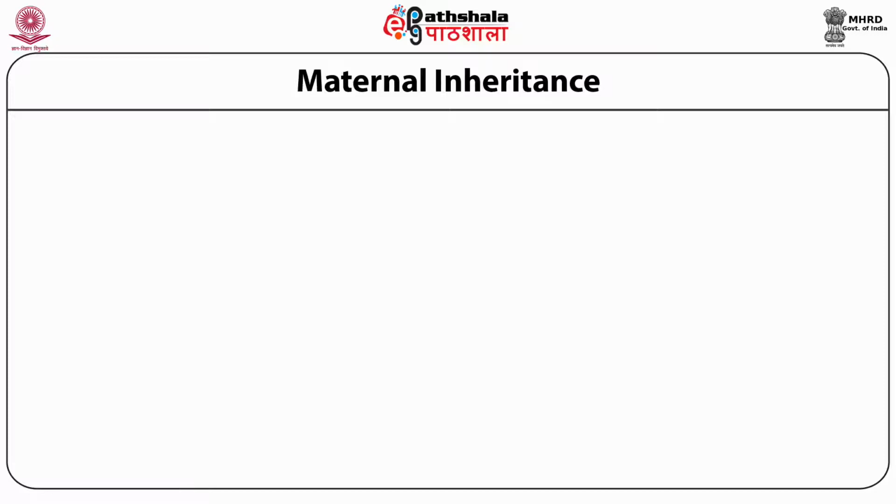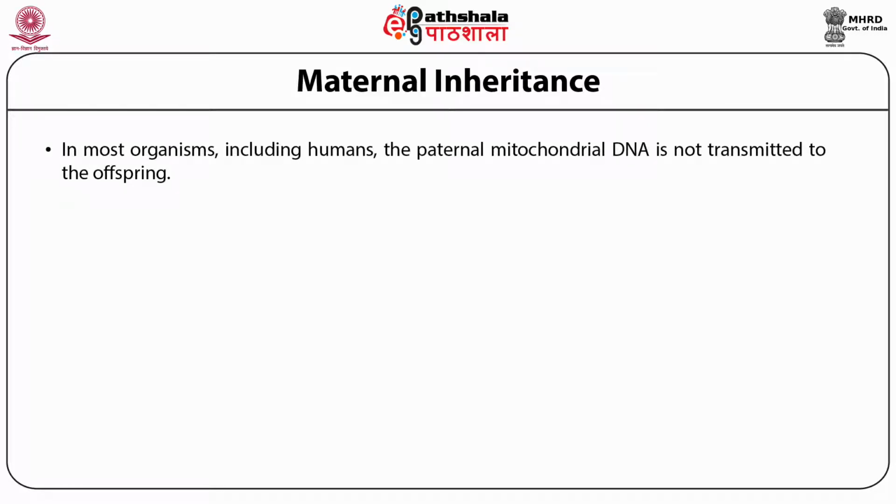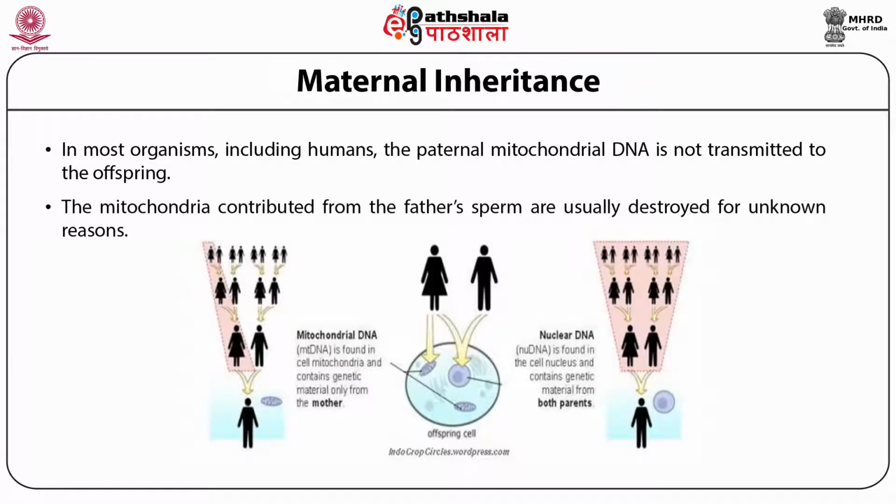Maternal inheritance. In most organisms, including humans, the paternal mitochondrial DNA is not transmitted to the offspring. This pattern of mitochondrial DNA inheritance is called maternal inheritance. The reason is that the mother's egg cell donates the majority of cytoplasm to the embryo. The mitochondria contributed from the father's sperm are usually destroyed for unknown reasons.